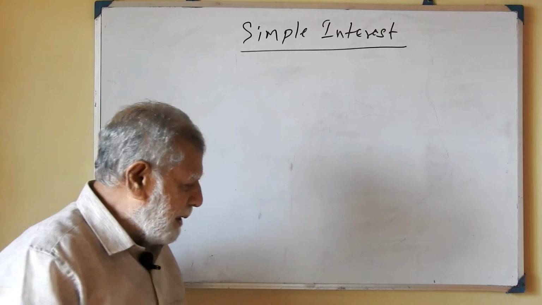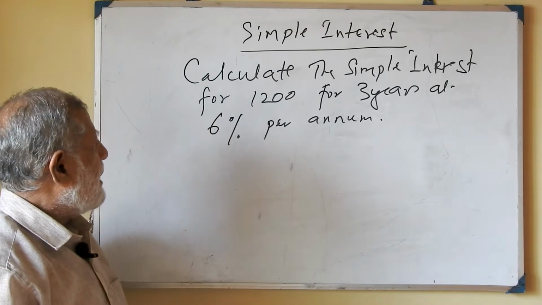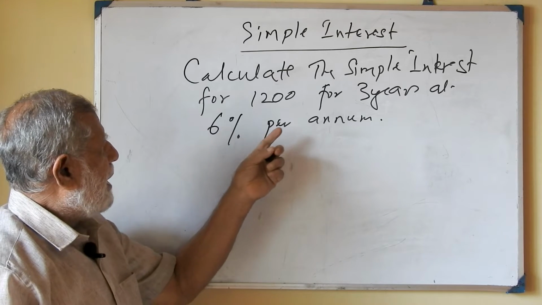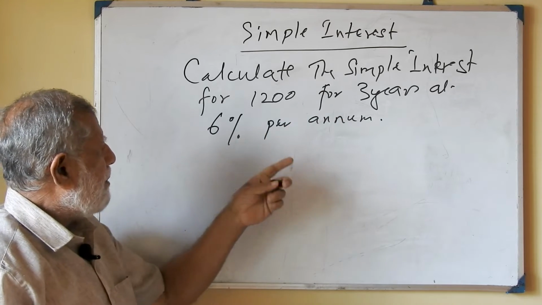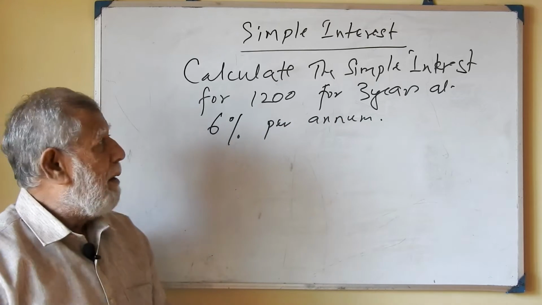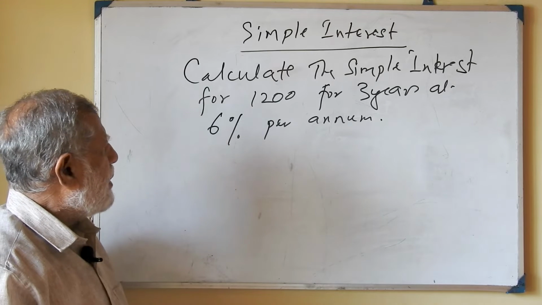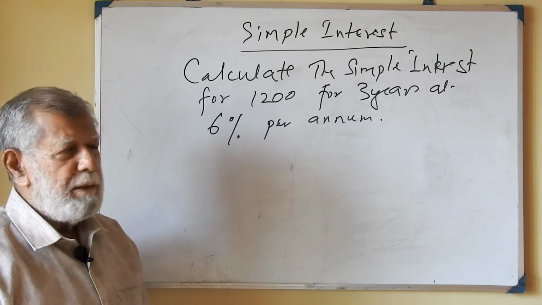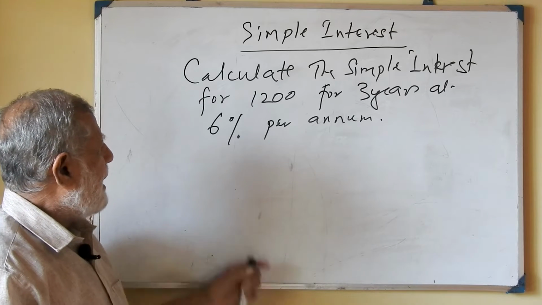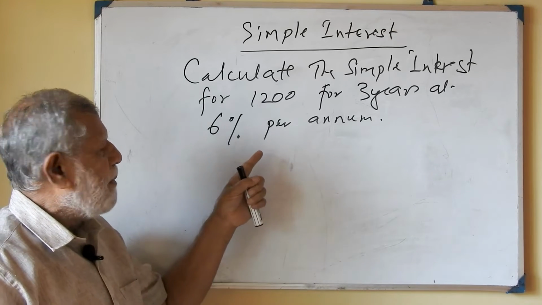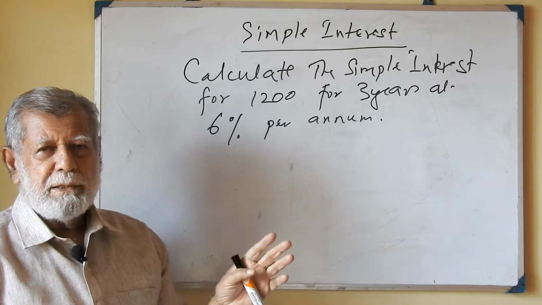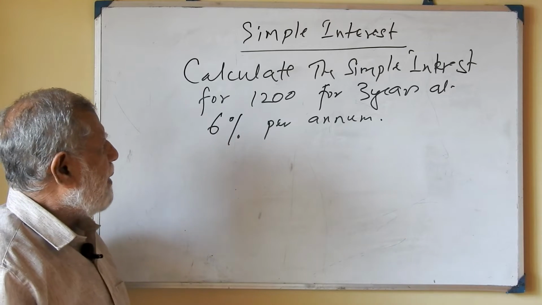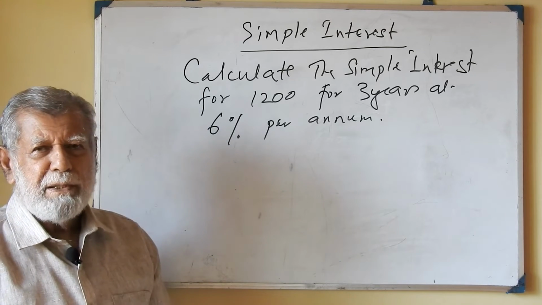Now we'll take a typical sum. Calculate the simple interest for 1,200 rupees for 3 years at 6% per annum. Now this is the typical sum. Now what if a person is borrowing 1,200 rupees from a bank, and for 3 years he has to pay it, and the bank is charging 6% interest per year. So first of all we have to find out how to find the simple interest.